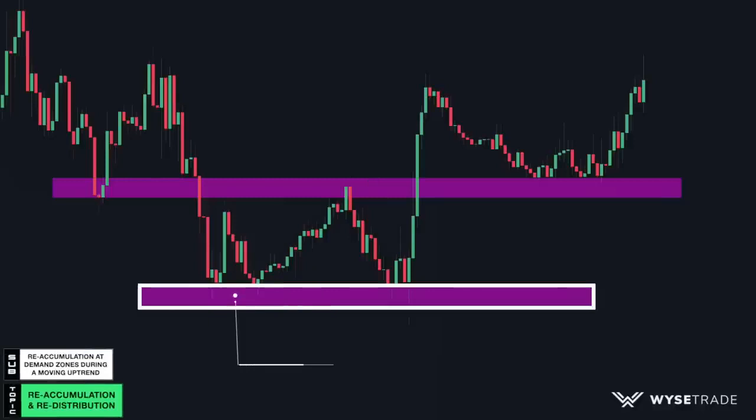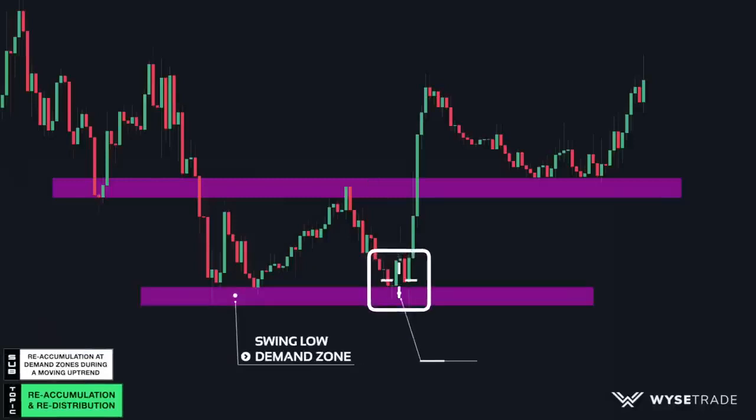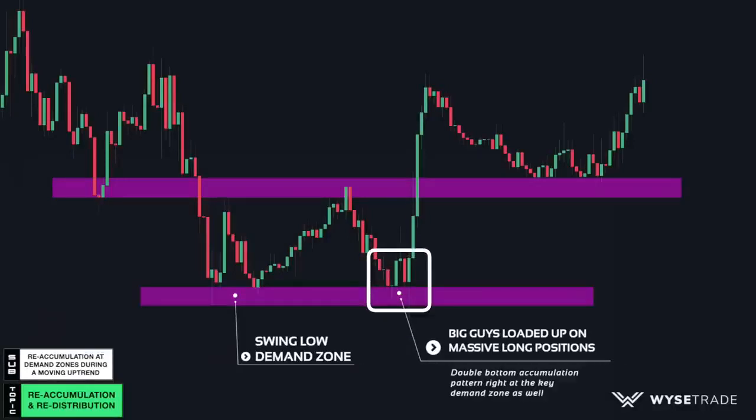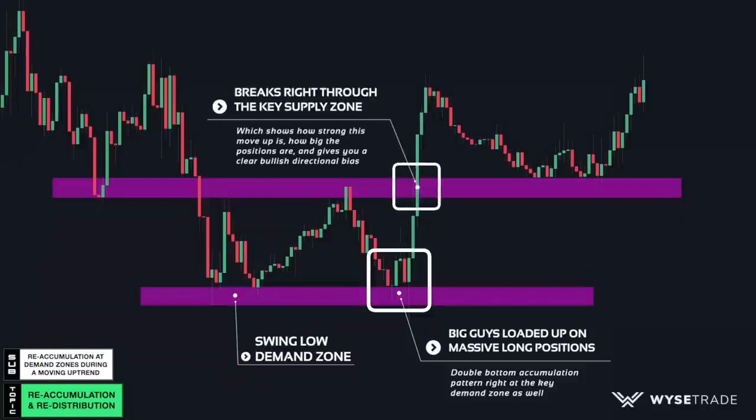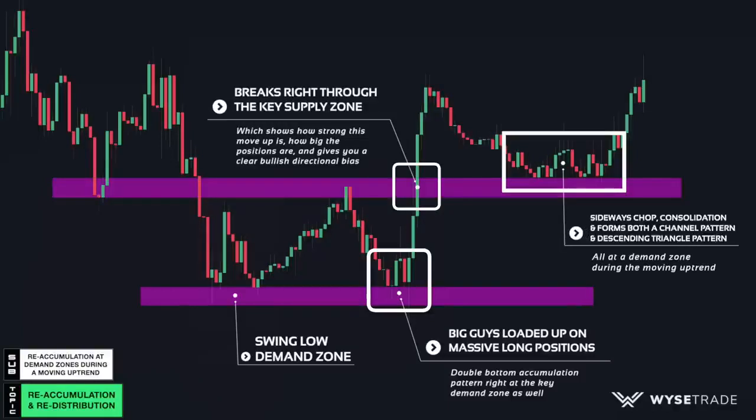At this swing low demand area, the big boys loaded up heavy here, which resulted in price taking off upwards and breaking through the next supply level. The directional bias is clearly long and upwards, so you want to trade with this upwards momentum. Price then pulls back to the supply turned to demand zone. Notice how price chops sideways, consolidates, and forms both a channel pattern and a descending triangle pattern.